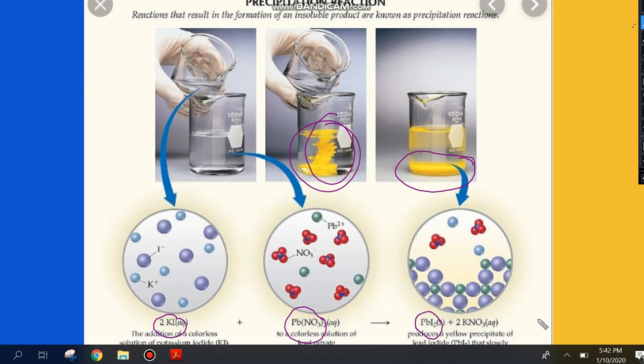And the reason that happens is because the lead was more attracted to the iodine than it was to the water. So we have lead iodide forming here. That is going to form an ionic bond, which is where you get that reaction. So the nitrate is going to float around in the solution, and these lead iodides are going to form down here, which is what you get sinking to the bottom.